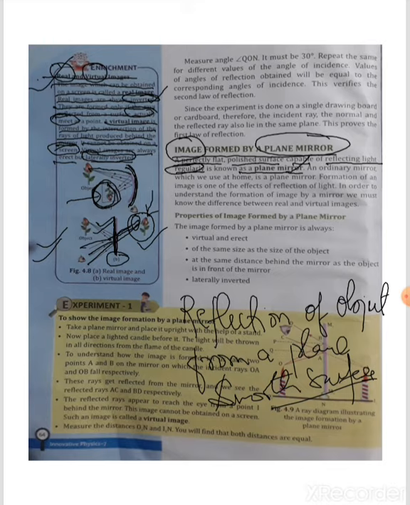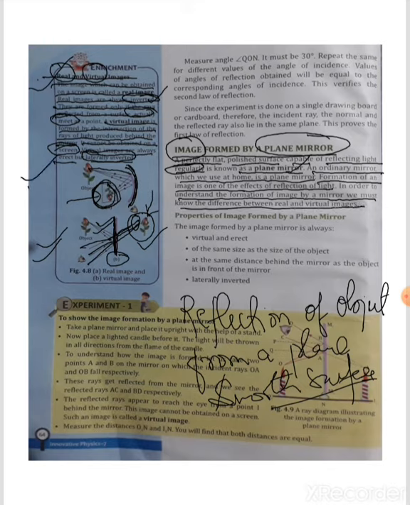An ordinary mirror which we use at home is a plane mirror. The mirror that you use at home to brush your teeth, to comb your hair, to look at your face, that mirror is a plane mirror. Formation of an image is one of the effects of reflection of light. In order to understand the formation of an image by a mirror, we must know the difference between real image and virtual image, which I have explained just now.